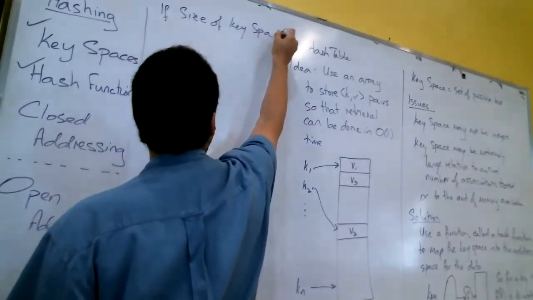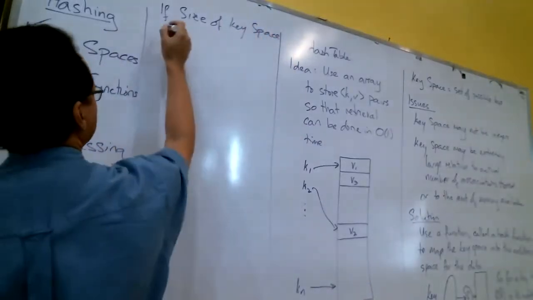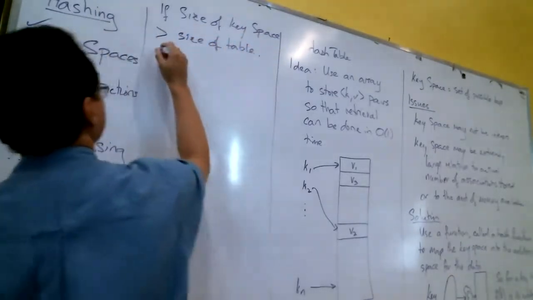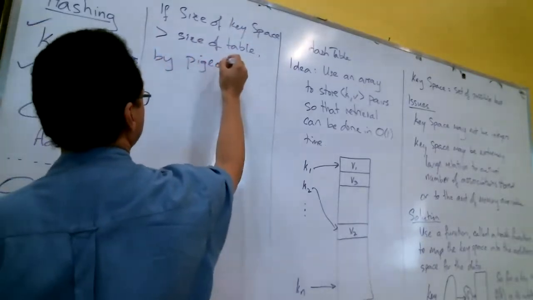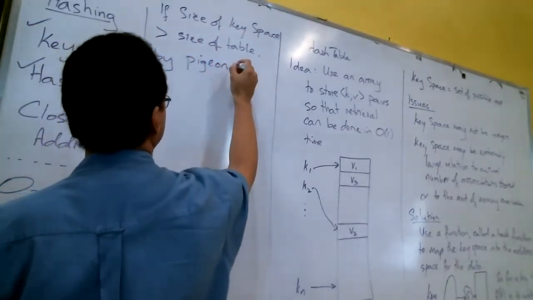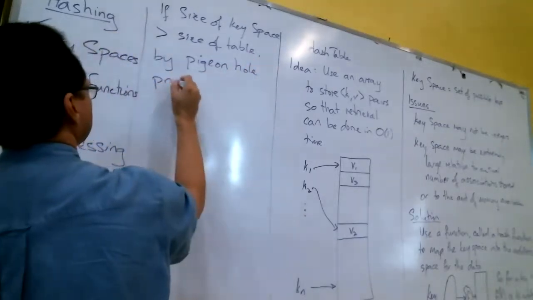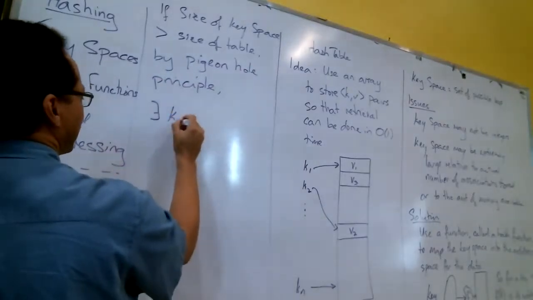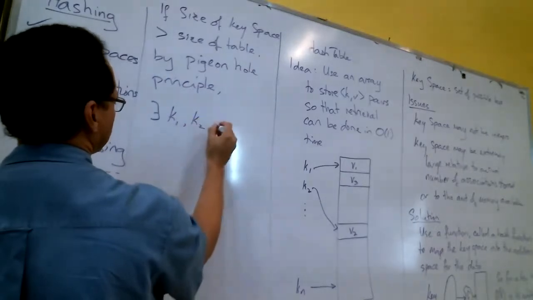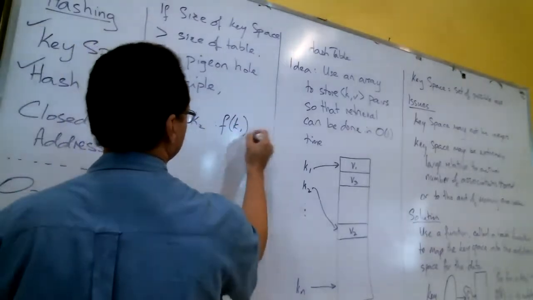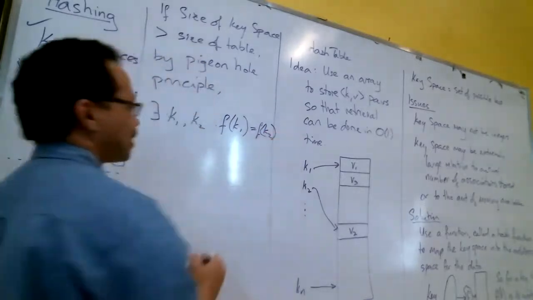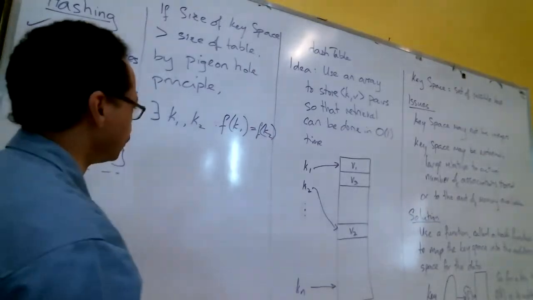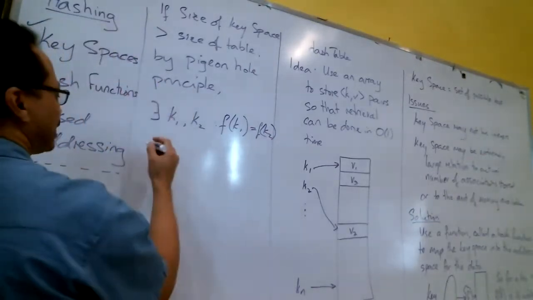By the way, I should have probably mentioned this. So let me just finish the sentence. If the size of the key space is greater than the size of the table, by the pigeonhole principle, you will be able to find keys, let's call them K1 and K2, that have the same address, hash value, which we sometimes call a hash address. So when this happens, this is called a collision.